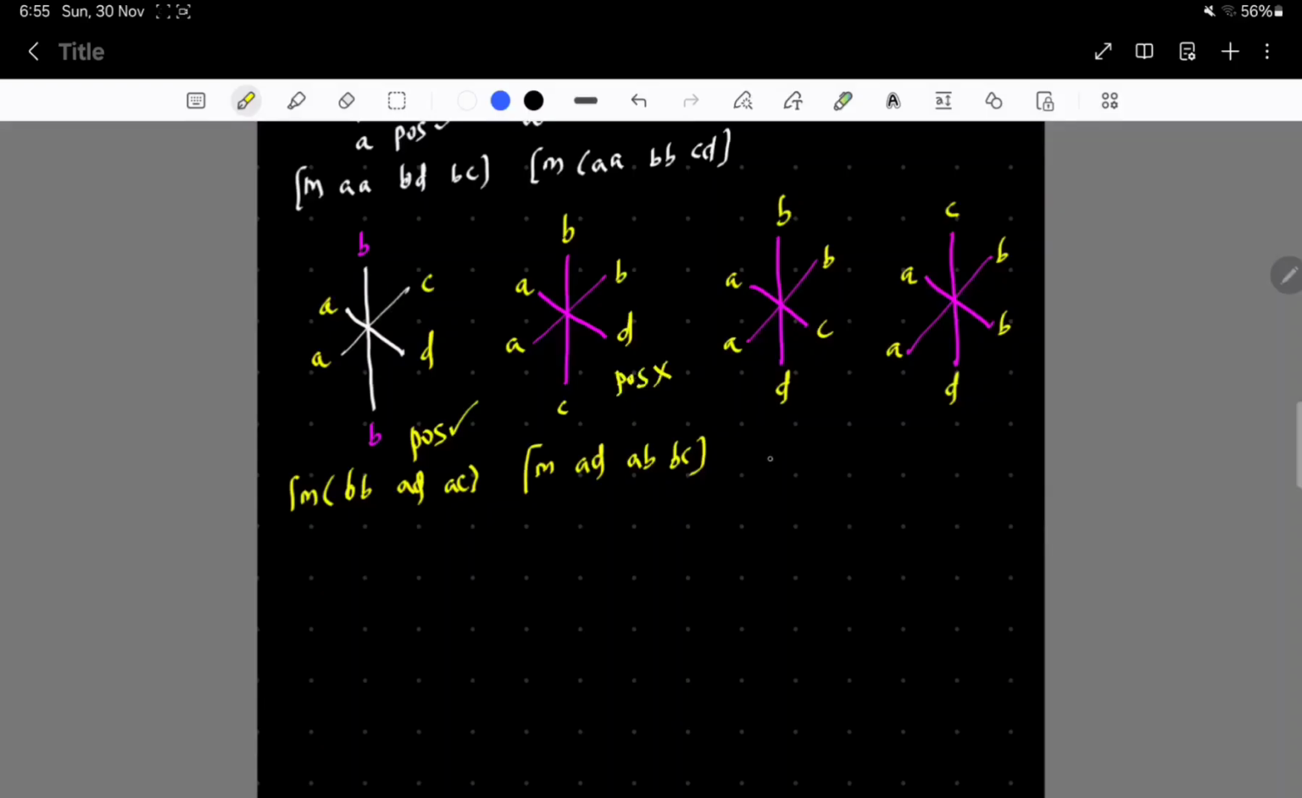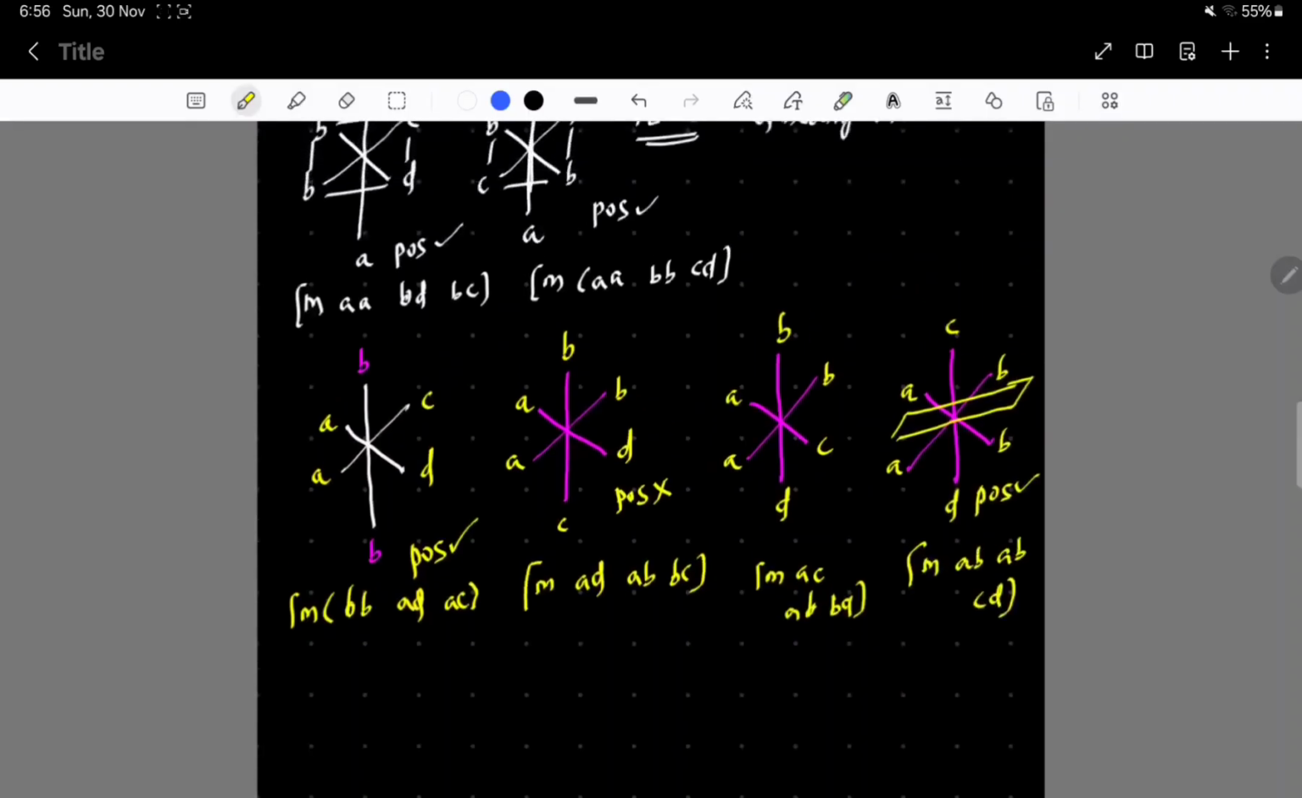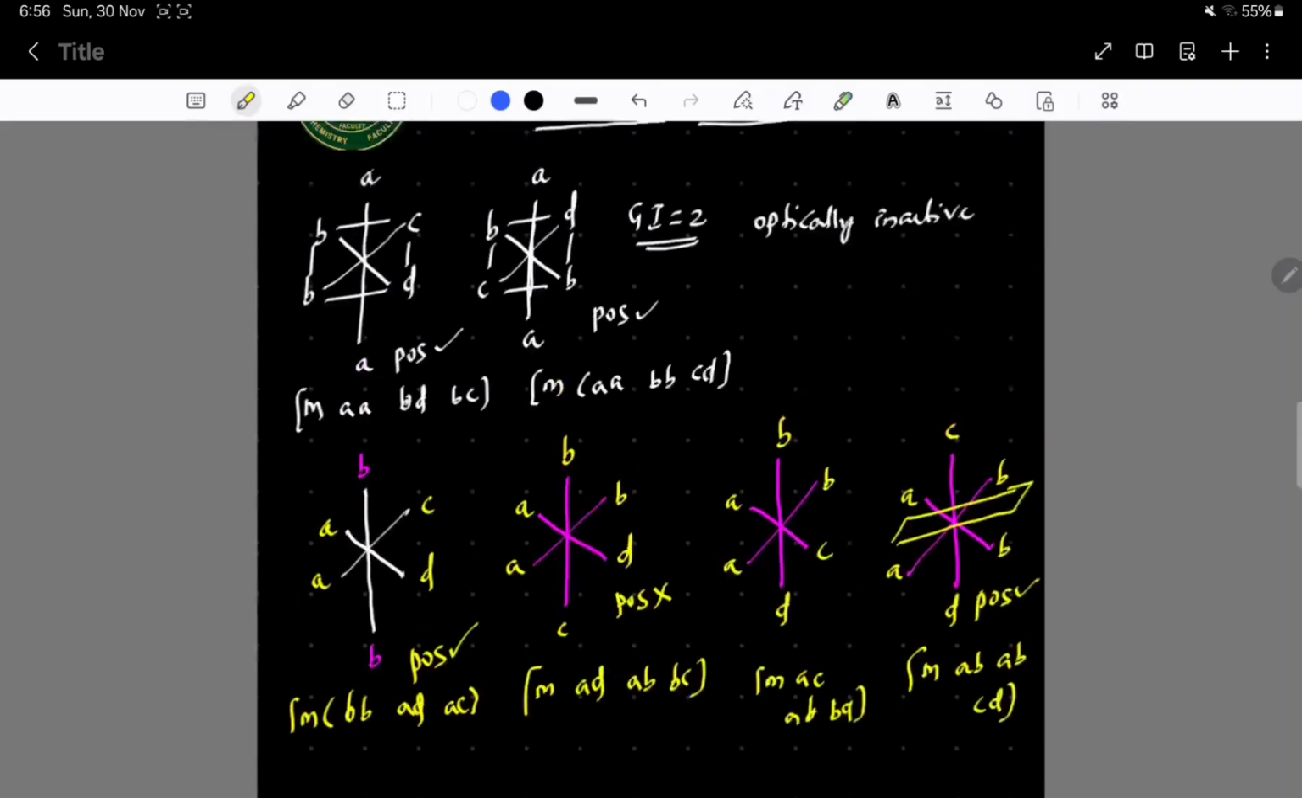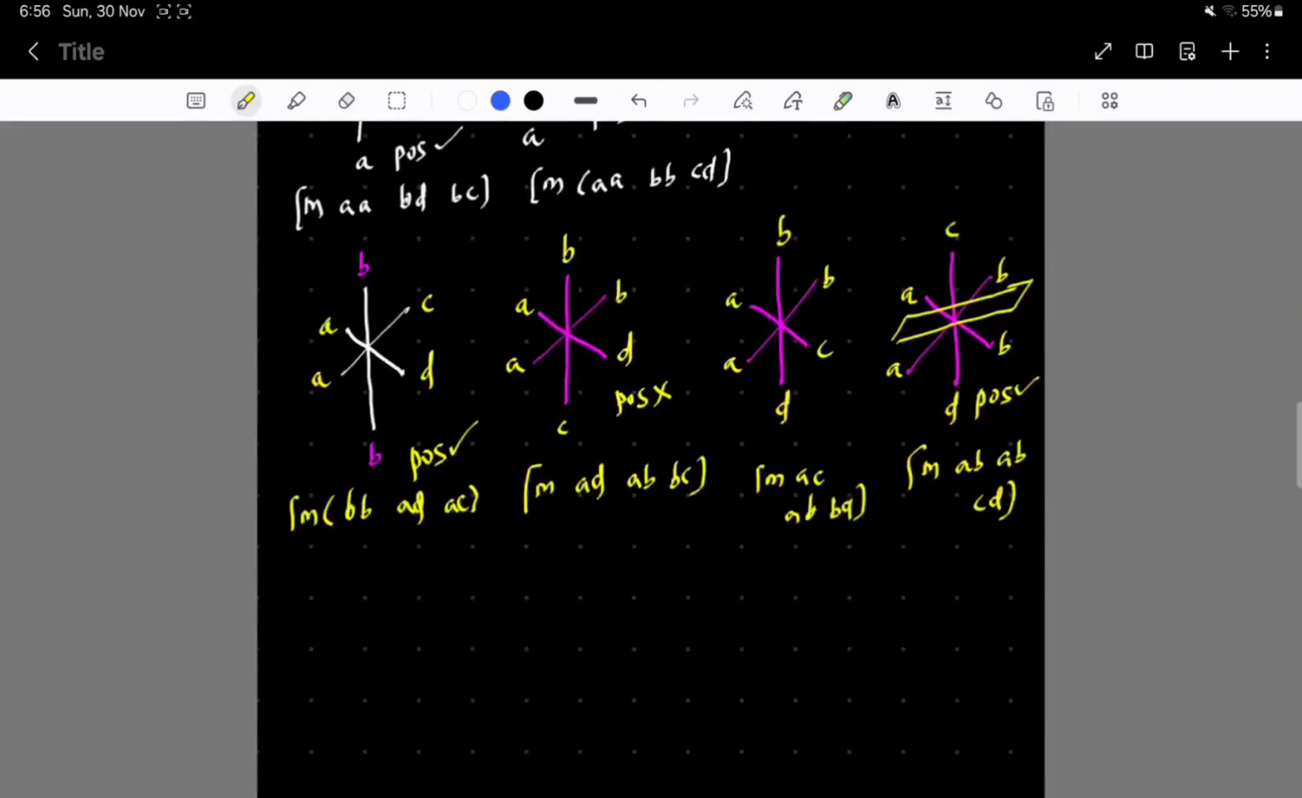Now look at student. Here the combination I am writing is AC, AB AB and BD. Here, student, if I keep the plane as a mirror image, then these will cancel each other. Here plane of symmetry is present. Now the combinations are AB ABCD, right. So the possible combinations, student, are 1 2 3 4 5 6, right.